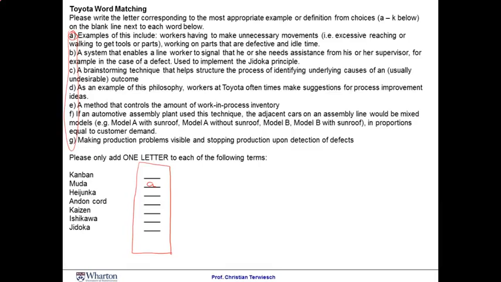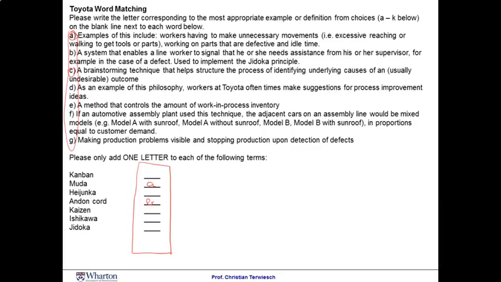Second, a system that enables a line worker to signal that she or he needs assistance from his supervisor, and that's used to implement the Jidoka principle. So that is the Andon cord. Now the Andon cord, this cord that goes adjacent to the line, helps people to alert the supervisor. And notice that at that time, the light starts blinking. It's not that all of the factory, the entire production line stops, but just a line segment, and even that is not necessarily always stopped, because typically even at Toyota, you're just going to have some buffers in there. So that's the Andon cord.